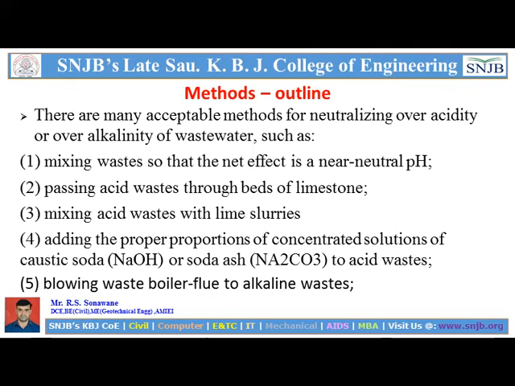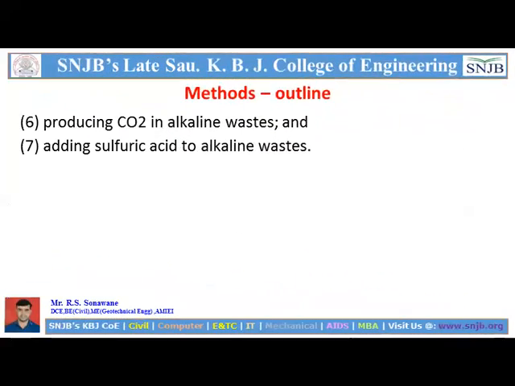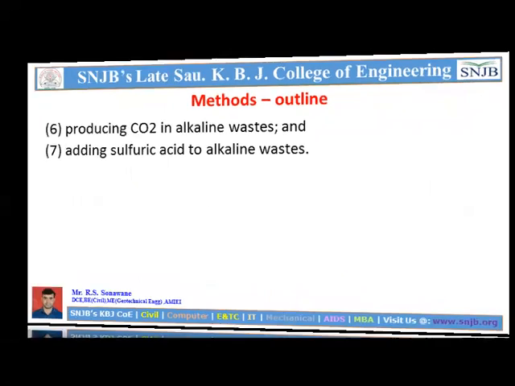And the fifth one, blowing waste boiler flue gas into alkaline waste also. Sometimes blowing the waste boiler flue gas into the particular wastewater, which can be alkaline waste. Sometimes producing carbon dioxide in alkaline waste. If there is alkaline water, carbon dioxide is produced, and sulfuric acid is also added to alkaline waste. These are some outline methods, methods outlined to maintain the pH. There are 7 methods.